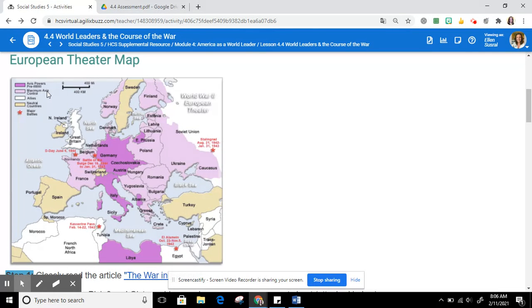And you can see the key here. The dark purple is the Axis powers pre-World War II. The light purple is the maximum Axis control. So all that light purple and dark purple is what the Axis powers controlled. The white are the Allies. The tan are the neutral color or neutral countries. And then the stars are where there were major battles.